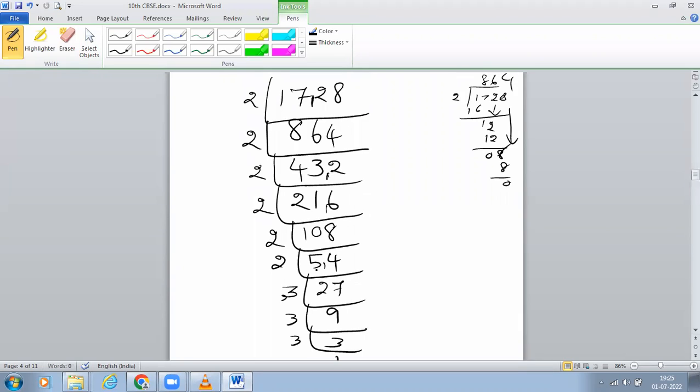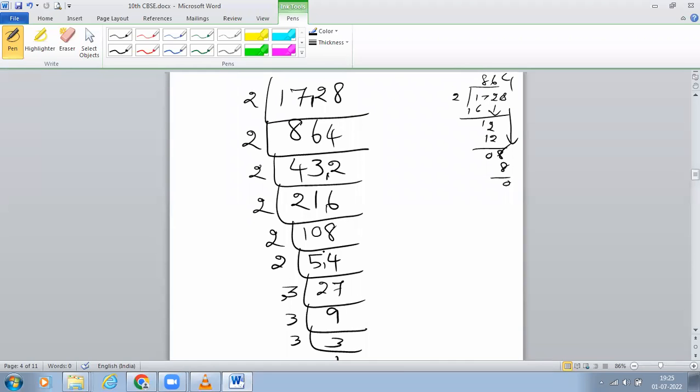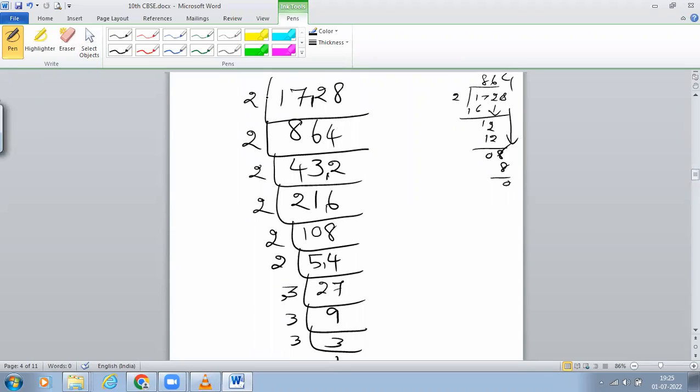Have you all completed up to this one? Up to 3 1s are 3? Yes, sir. Now what you have to do is express this 1728. Listen carefully, which means 2 into 2 into 2 into 2 into 2 into 2 into 3 into 3 into 3. That will give you the answer 1728.